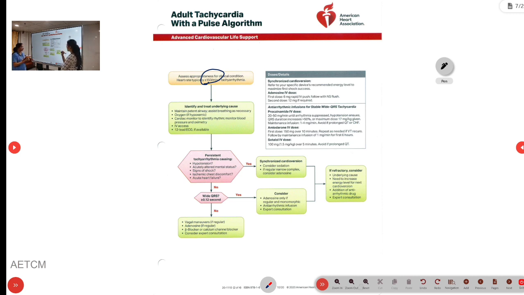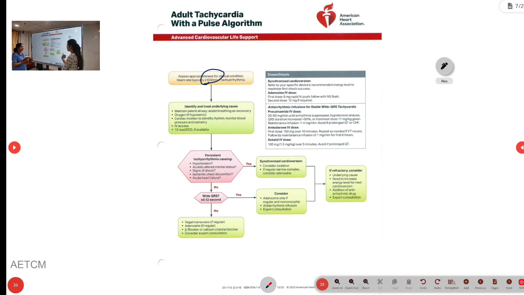If the carotid massage is not working, what are the other steps we can do? Other vagal maneuvers we can try are Valsalva and ice water on the face. Ice water on the face is usually done in children. That is called the diving reflex. We won't apply ice or ice water directly on the face. We cover the ice with gauze and apply it on the forehead. That is done in children.